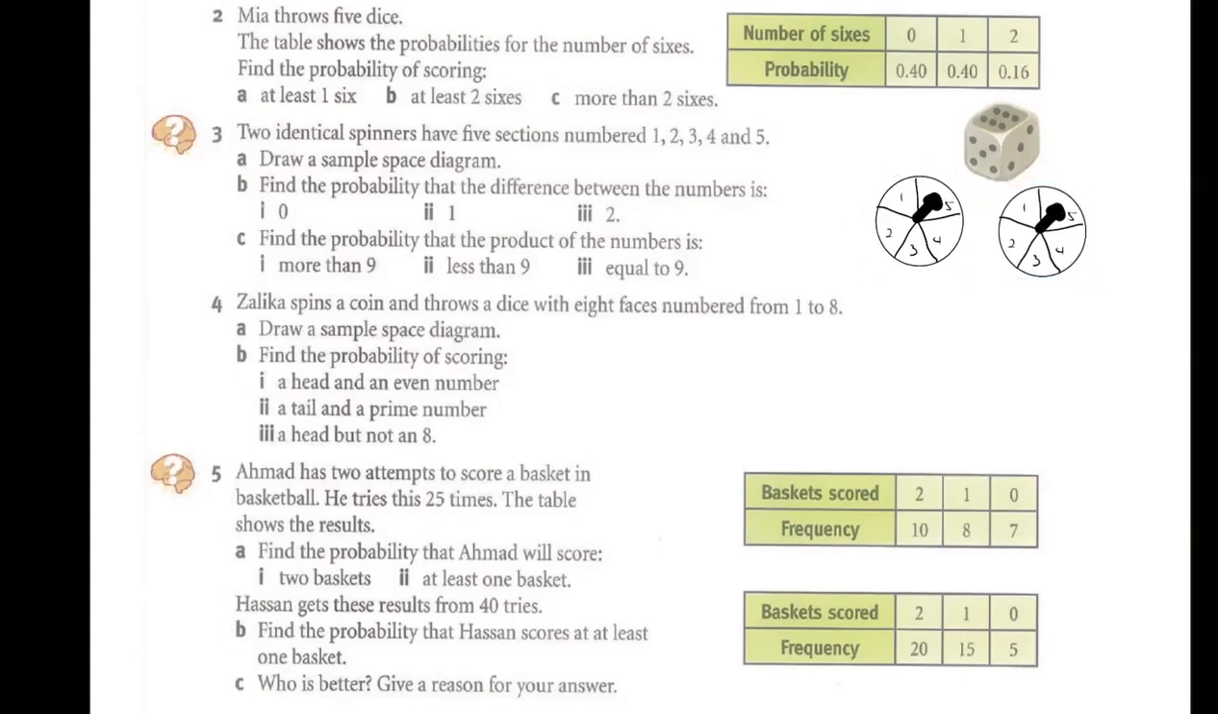So the answer will be like 1, 1, 1, 2, 1, 3, 1, 4, 1, 5. Sorry, 1 until 5. That's it, because the maximum number is 5.